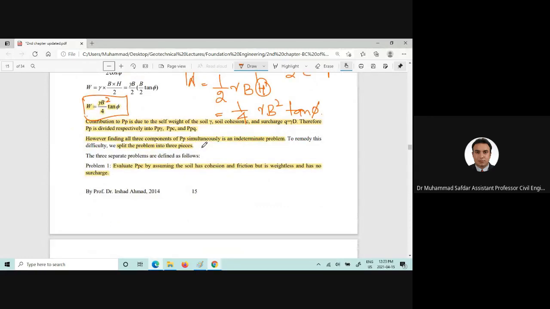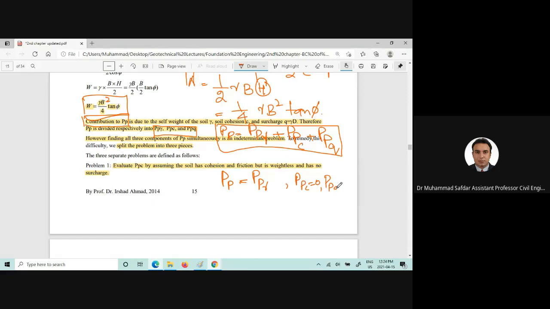Now there is an important point which is discussed here, that PP will have three components: PP due to the weight of the soil, PP gamma, PP due to the cohesion of the soil, and PP due to the passive resistance due to the surcharge. Now in order to solve this indeterminate problem, what Terzaghi did was, first he assumed that PP is equal to PP gamma, in which case PP C will be equal to 0 and PP Q will be equal to 0.